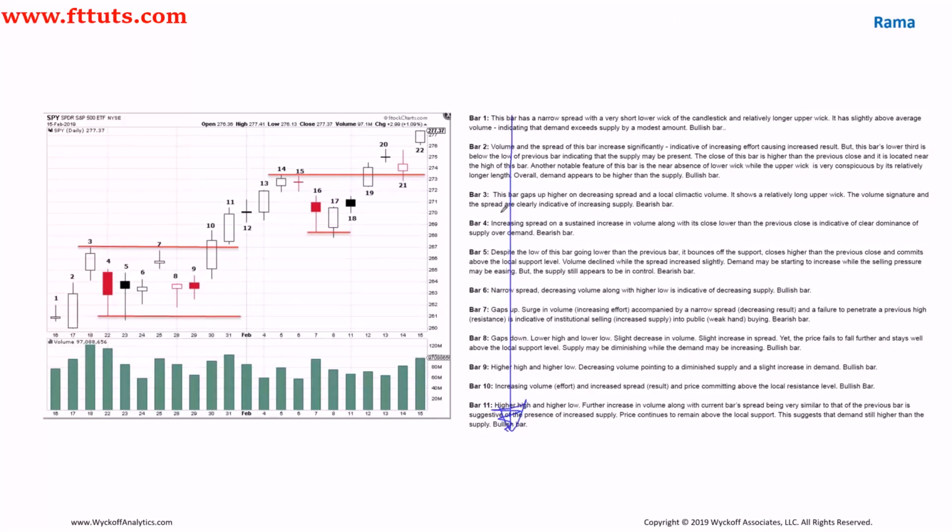A very quick example of this, and I'm not going to go through all of what Rama has written here, so you could read it yourself. But really quickly, look at bar number 3 and how all of them are going to be connected, right? So let's even actually start with bar number 2. So bar number 2 has some kind of bullish characteristic with increasing spread, good close, a small supply that's coming in on the increasing volume. So we know that there is some kind of emergence of the supply.